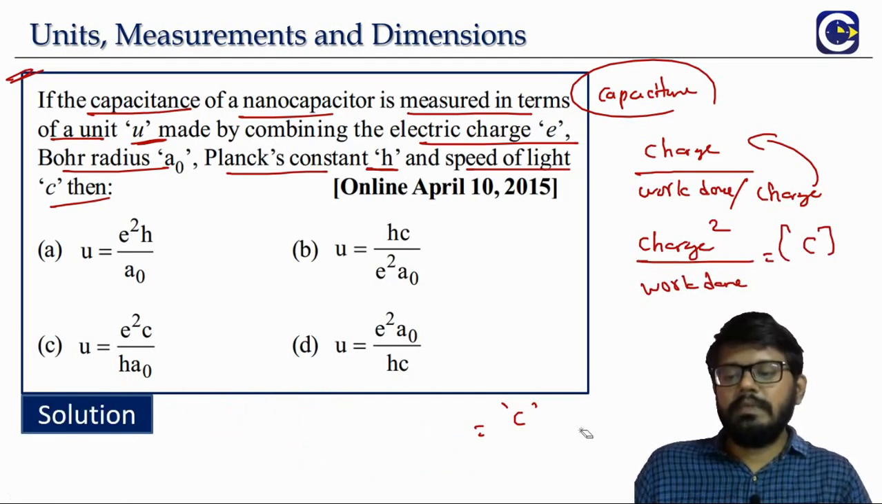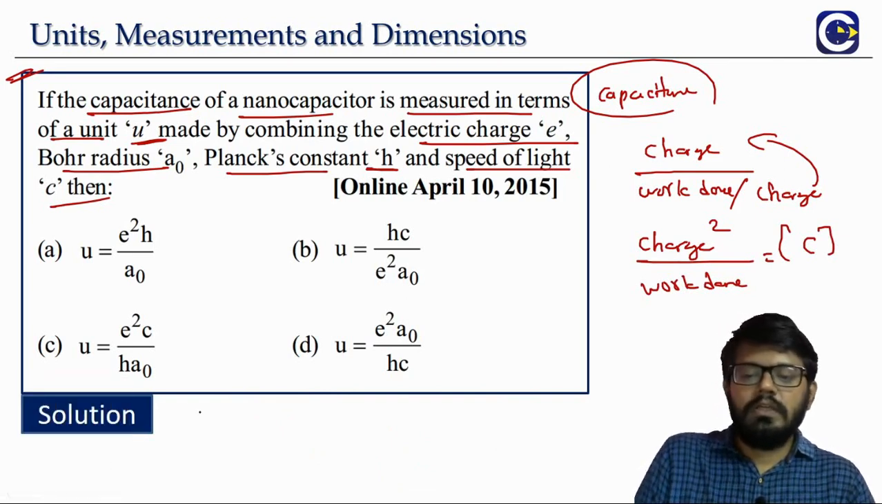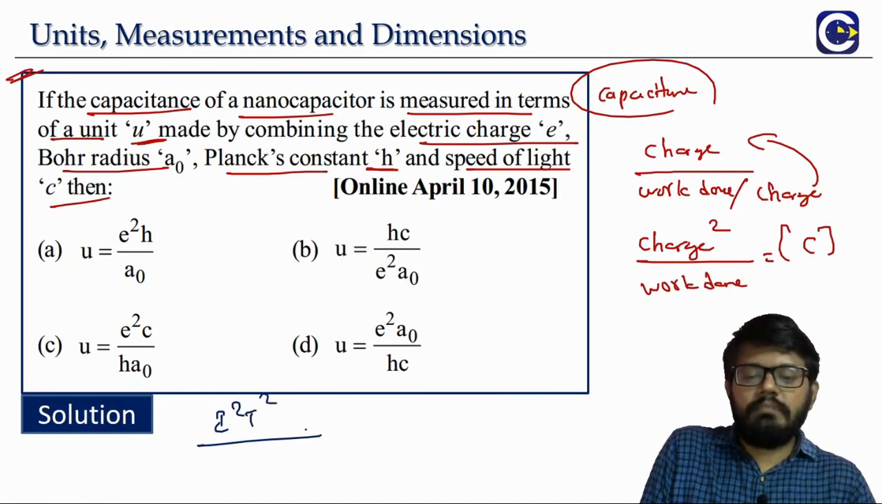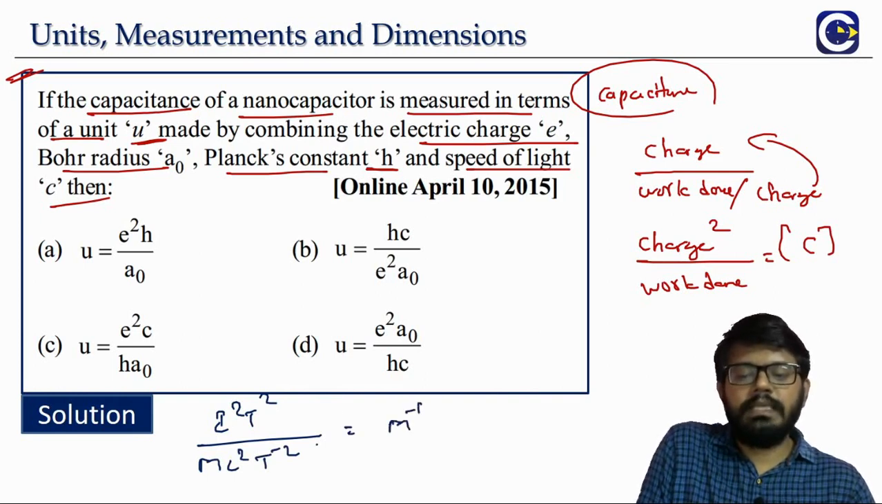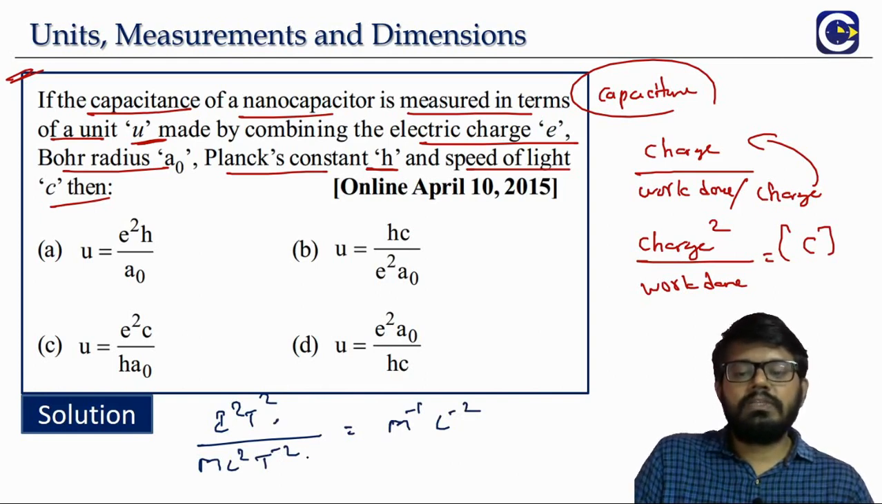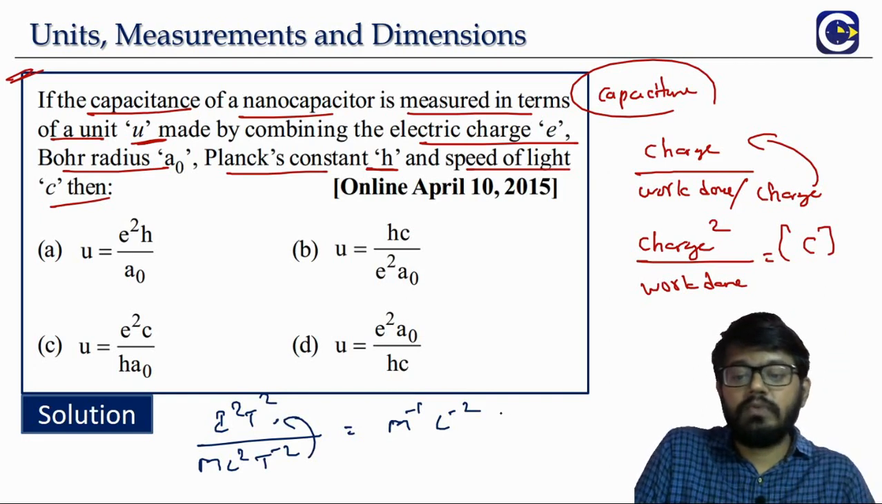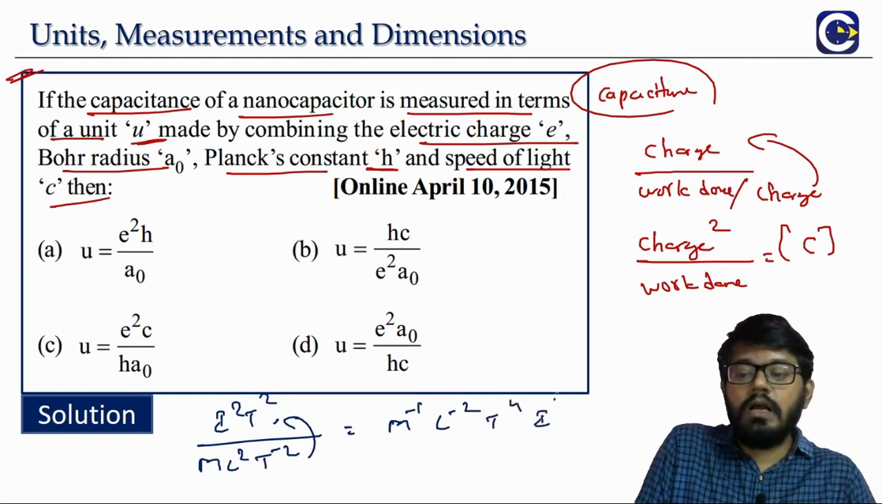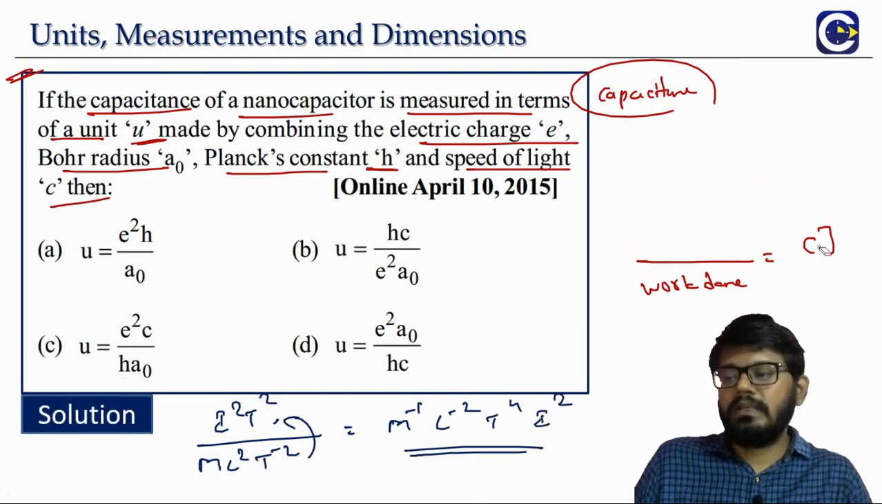So charge square means what? Charge is current into time, right? So charge square will be I square t square by work done, which is M L square t power minus 2. So overall, M power minus 1 L power minus 2. Already there is a t square. From the denominator, if you take the t power minus 2 up, it also becomes t square. So we'll have t power 4 and then I square. This is the dimensions of the capacitance.